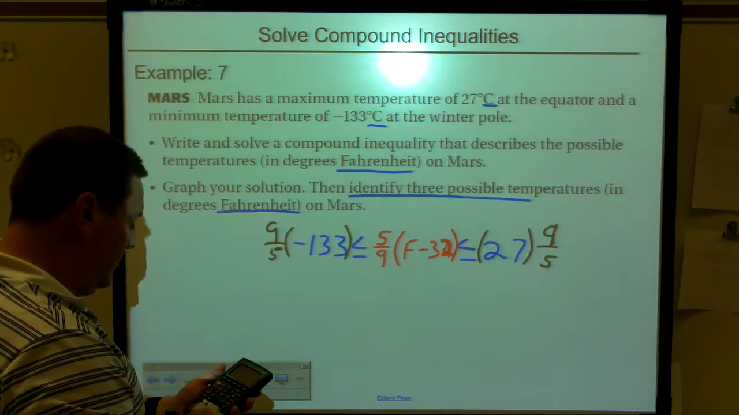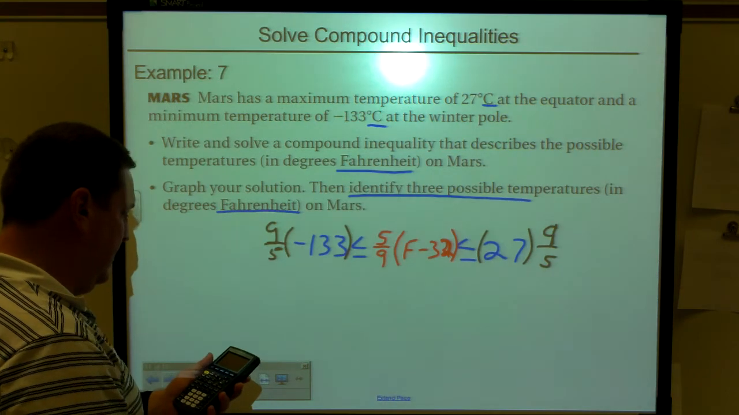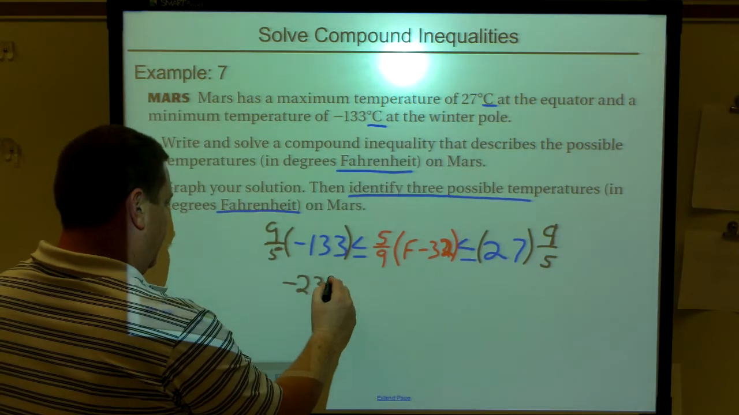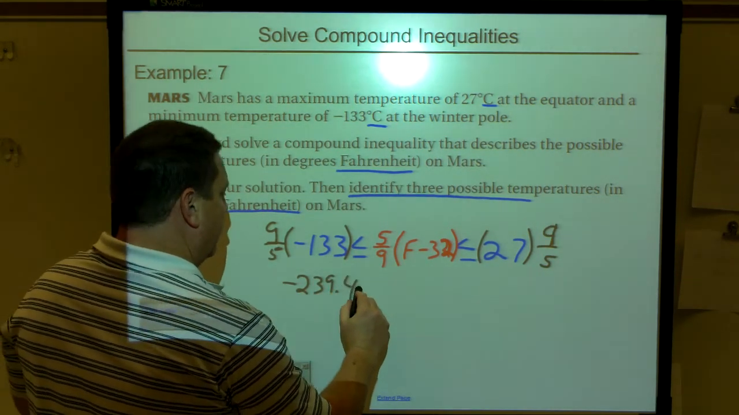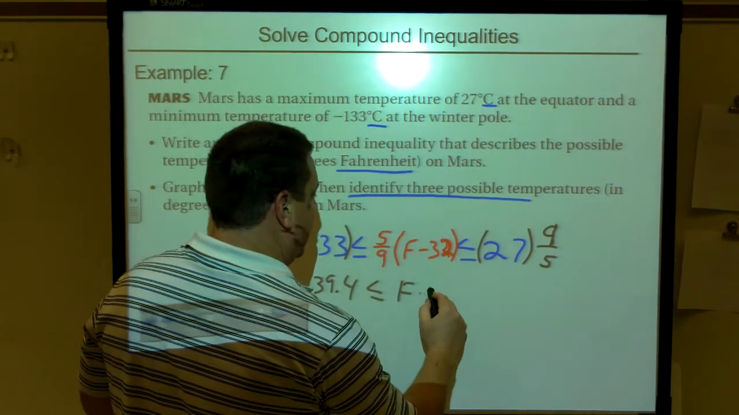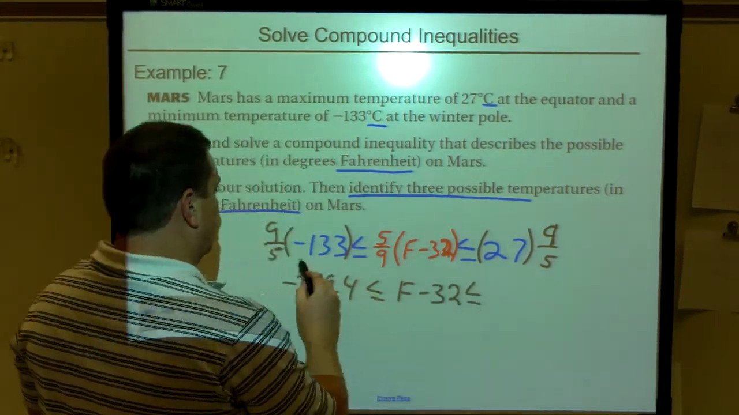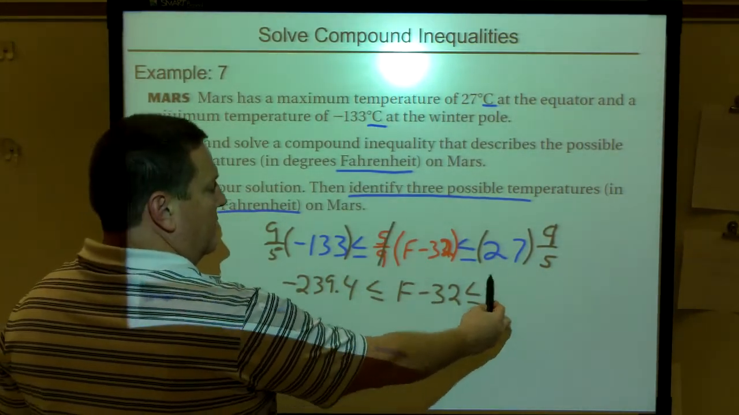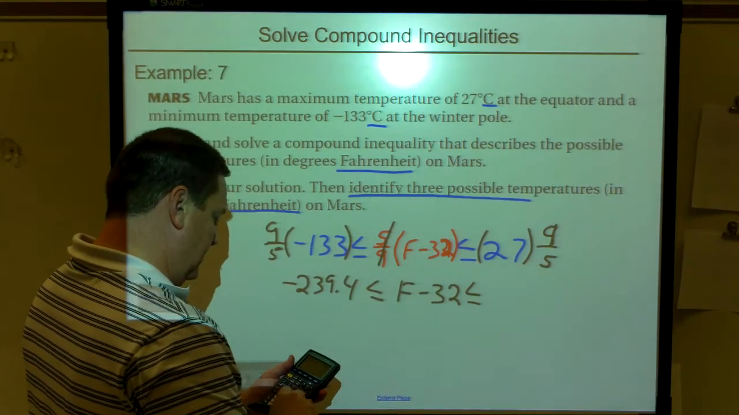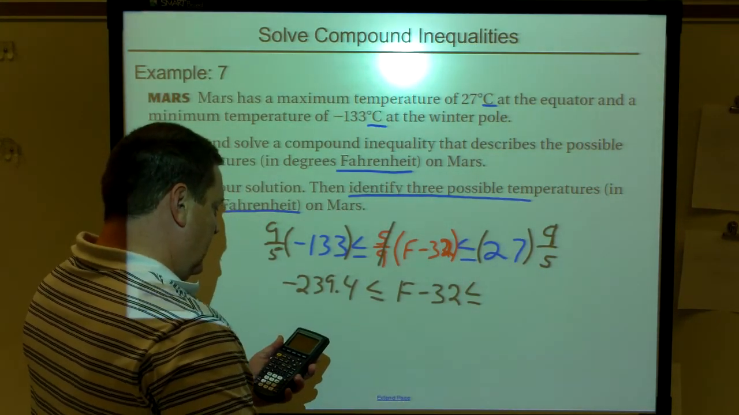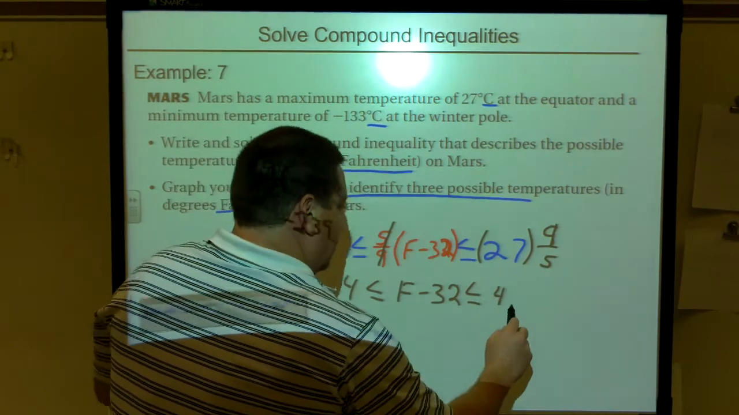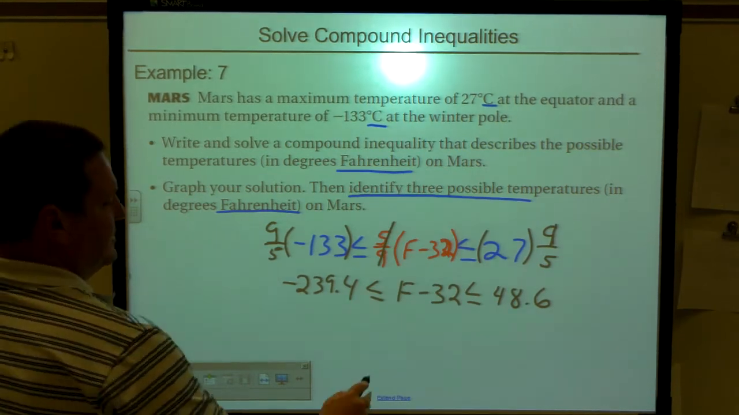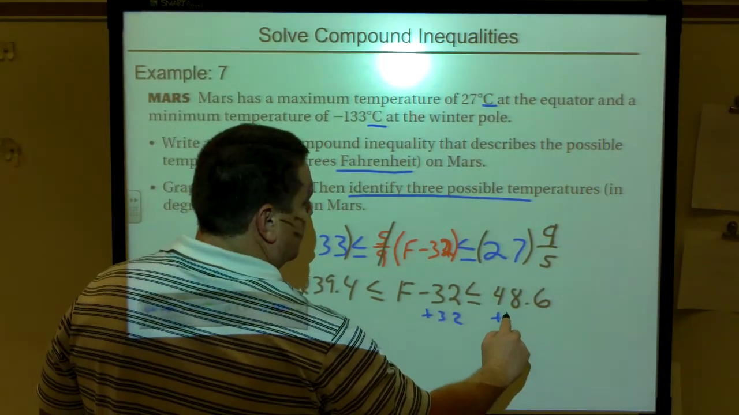So negative 133 times 1.8 gives us negative 239.4 degrees, less than or equal to Fahrenheit minus 32. Because remember, when I multiply by the reciprocal on both sides, it eliminates this. But I still have a minus 32 in the middle, and I got to multiply this by 1.8, so 27 times 1.8 gives us 48.6 degrees. And now to get Fahrenheit by itself, I still have to add 32.